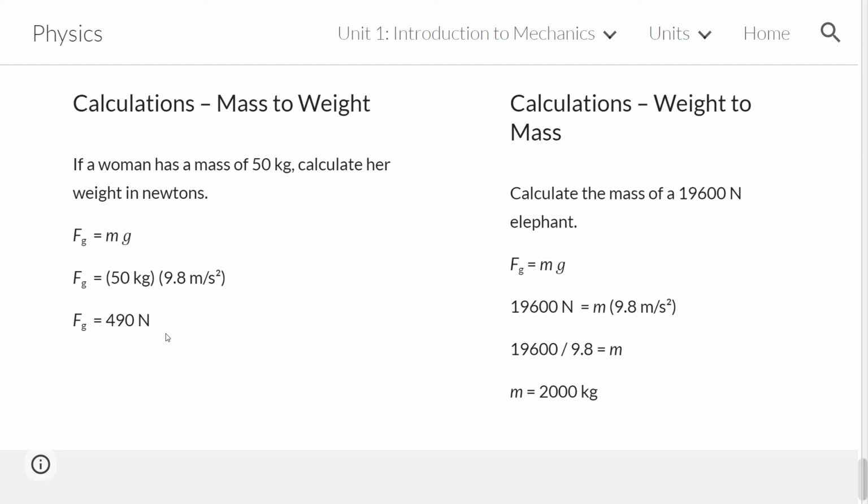And for little g, we plug in 9.8 meters per second squared. Dividing both sides by 9.8, we solve for m, mass. And we see that the mass of this elephant is 2,000 kilograms.